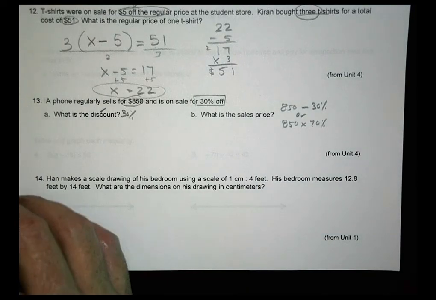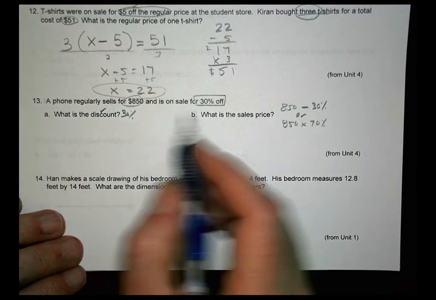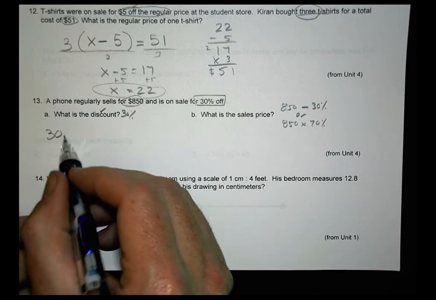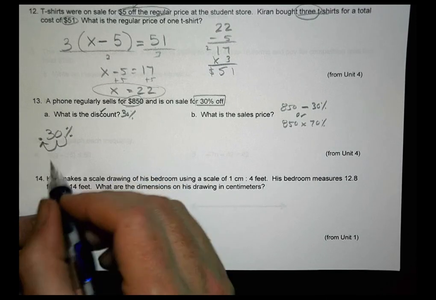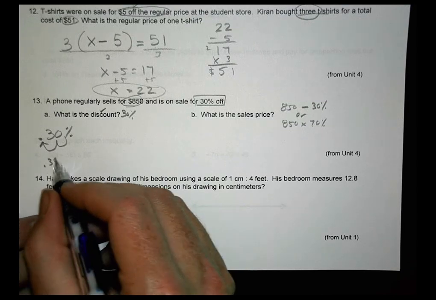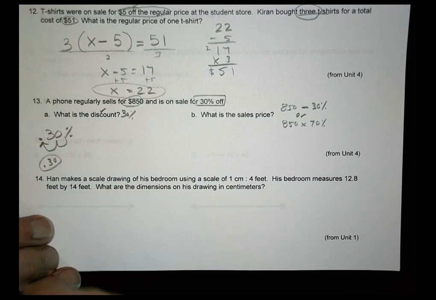So you go ahead and solve this on your own real quick, remembering that 30% can be written as a decimal. The percent as a decimal means move the decimal place over 2 spaces, and you have 0.30 is 30%. That's what you're working with there.